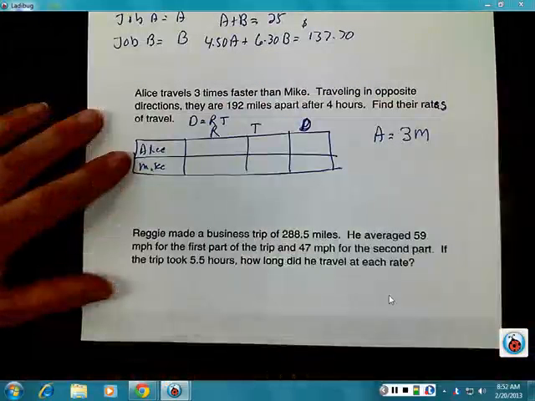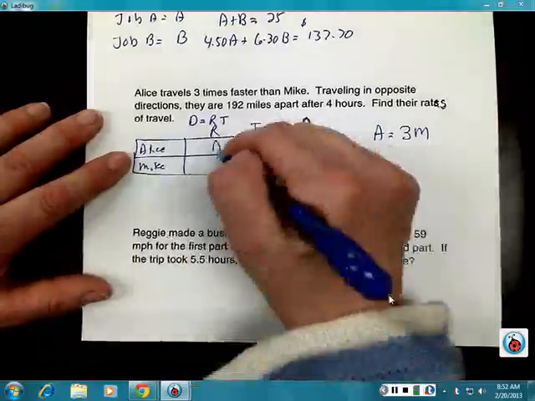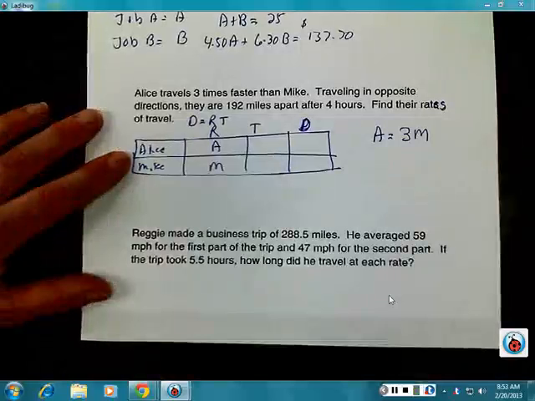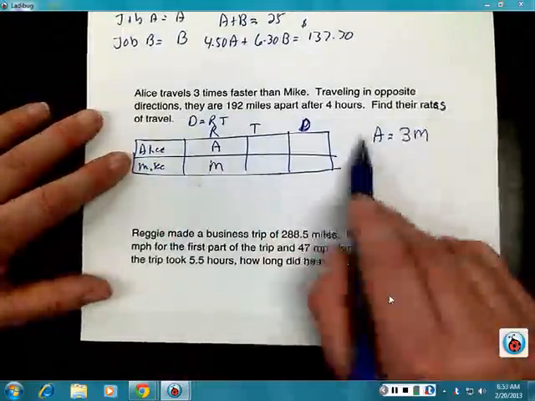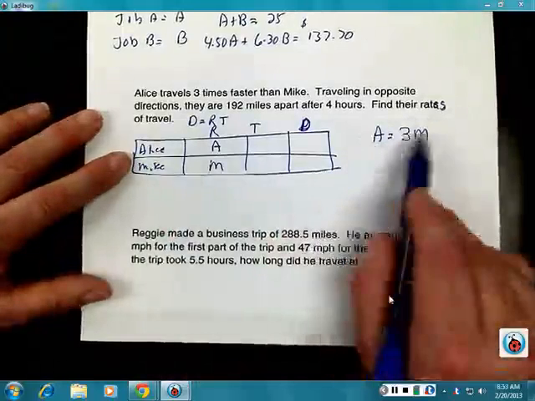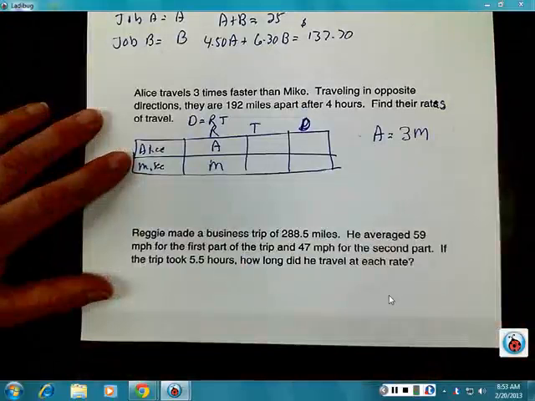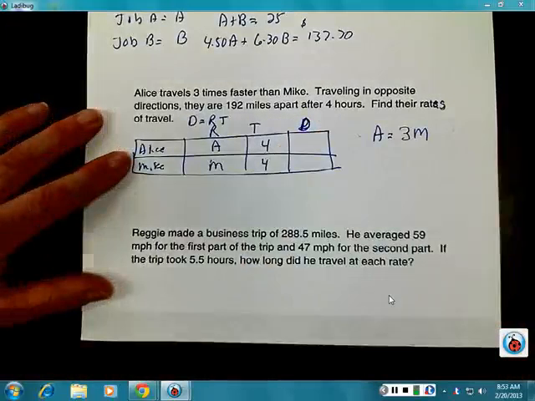So when we look at the rates going into the box, you're going to have Alice's rate and Mike's rate, okay? Because these 2 rates are still theirs. It's just that we know a little bit more about Alice than we do about Mike. How long did they travel? 4 hours. Time's the same for both, isn't it?